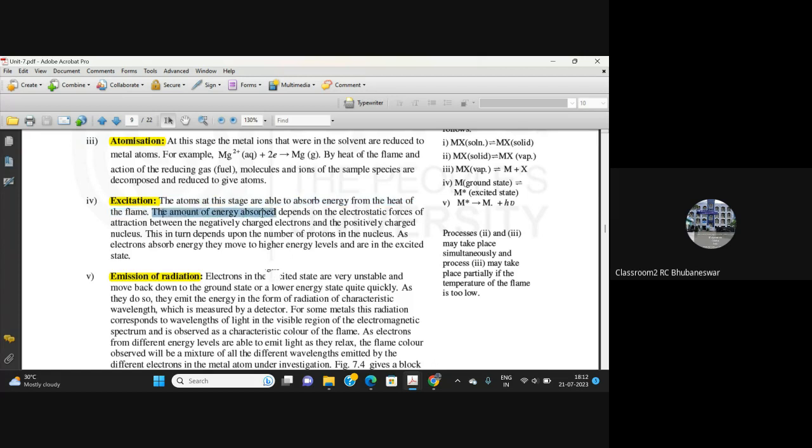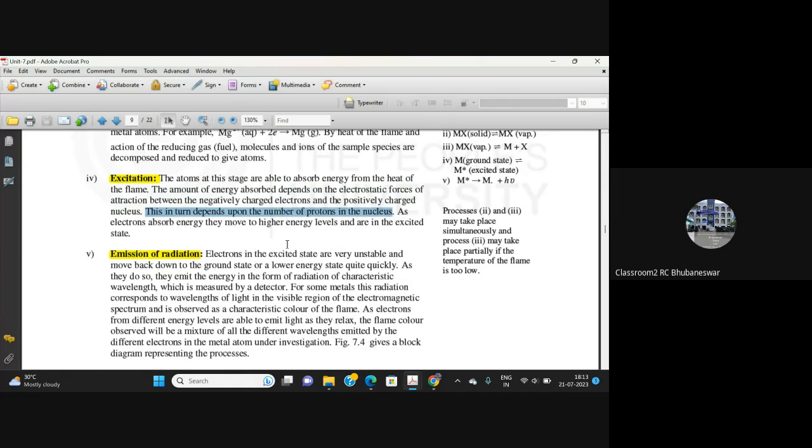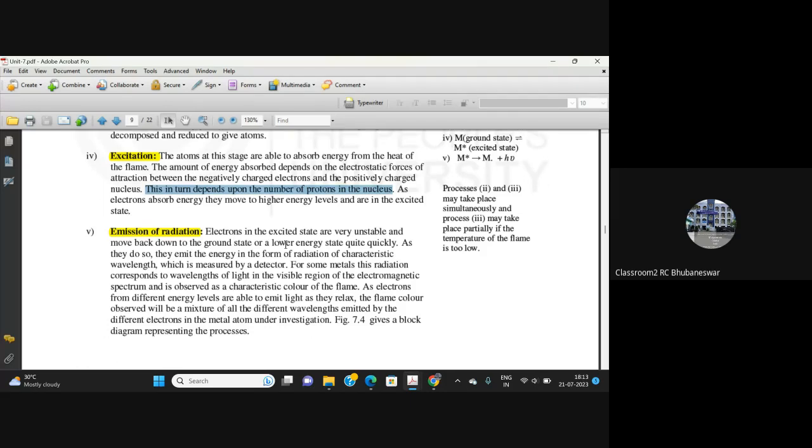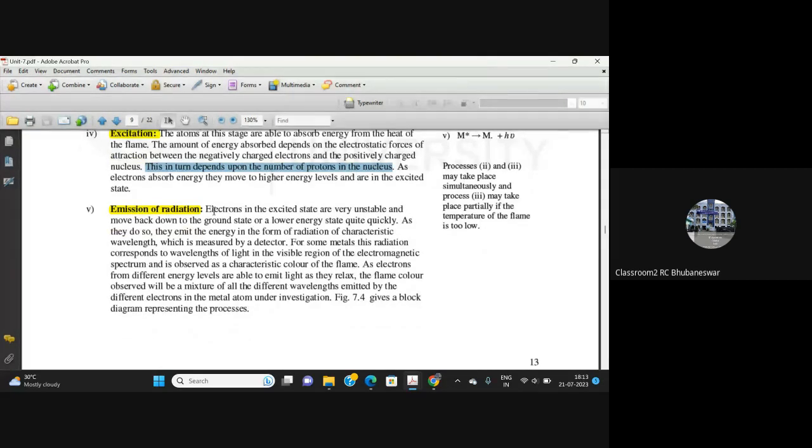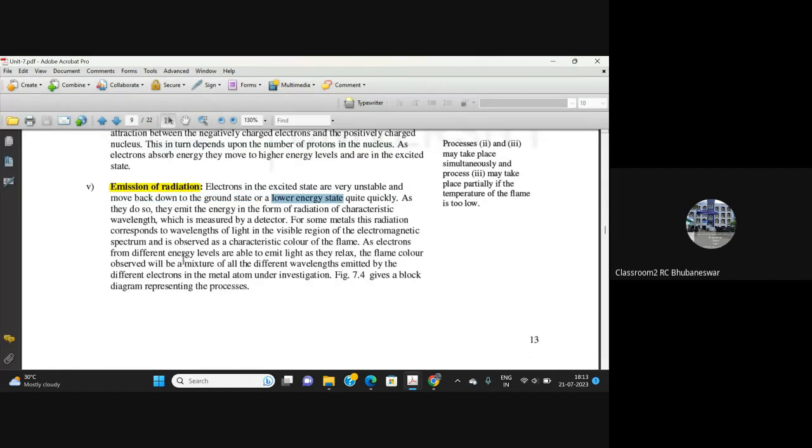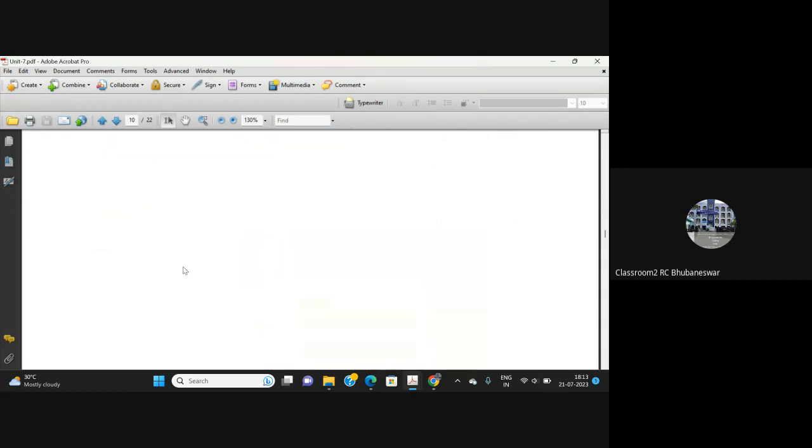The amount of energy absorbed depends on the electrostatic force of attraction between the negatively charged electrons and the positively charged nucleus. This in turn depends upon the number of protons in the nucleus. So eventually, atoms absorb the radiation and excitation happens. Then they come back down to the ground state or lower energy very quickly, and emission of radiation happens, the process we saw.